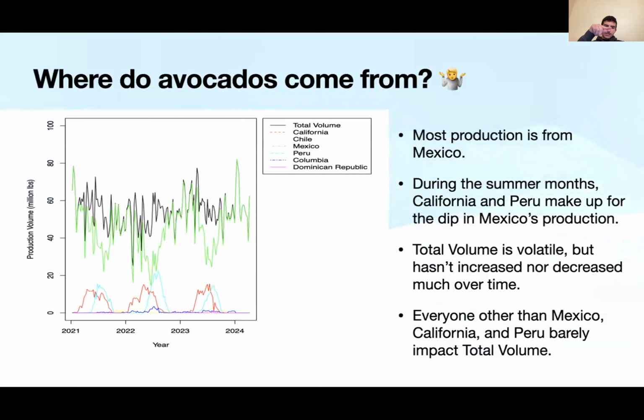Also notice how there's a seasonality to Mexico's production, and when Mexico's production dips, you have a rise in California's and Peru's production, and what you end up with is the total volume. It's volatile, but it doesn't dip as much as something like Mexico's production. So yeah.